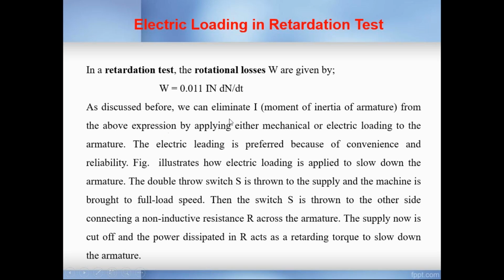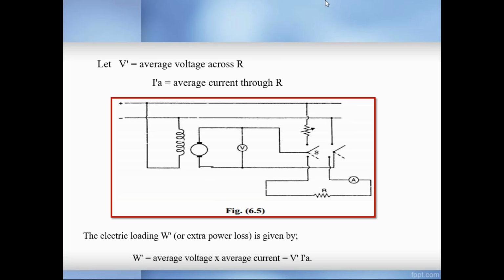Now in this concept we are applying the electrical load, so let us see how it is performed. This is the circuit diagram for the electrical load. If you observe this circuit diagram, here it is a DPST switch, a double pole single throw switch. We can move the switch in this direction or in this direction. When the switch is connected here, the motor is running at normal speed.